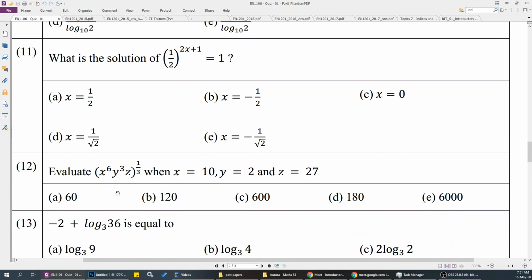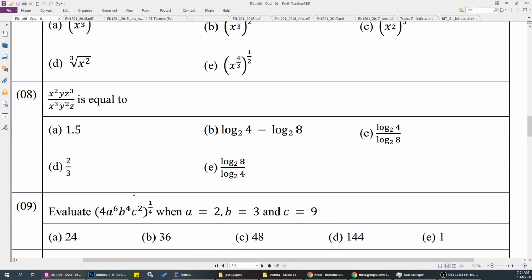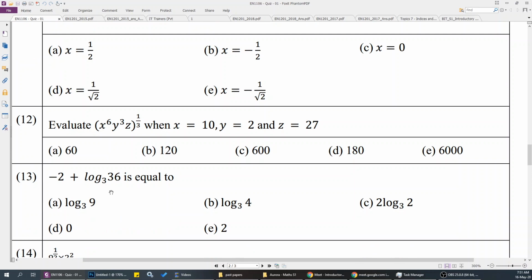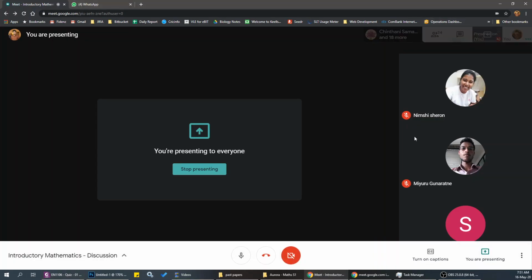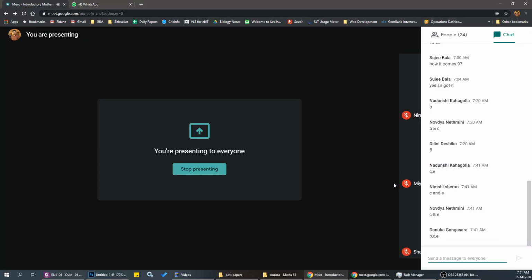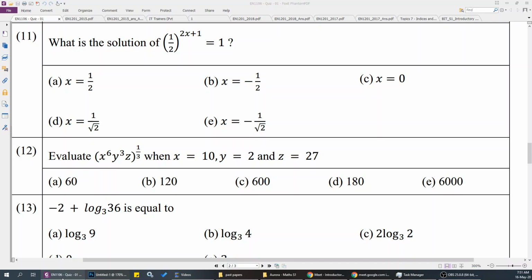Okay. The 12th question. Can you give me the answer for the 12th question? This is a similar question to question 9. So please give me the answers of question 12. Answers of question 12. Okay, answers are C. Okay, that is the answer, of course, C.